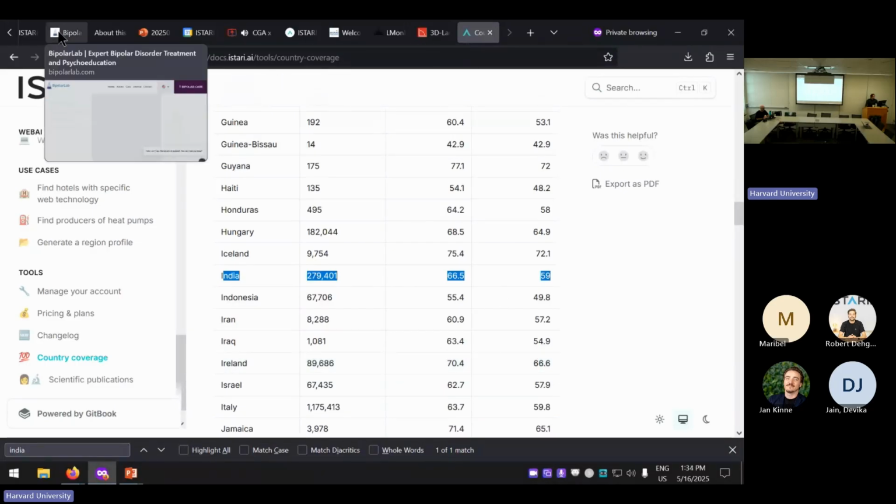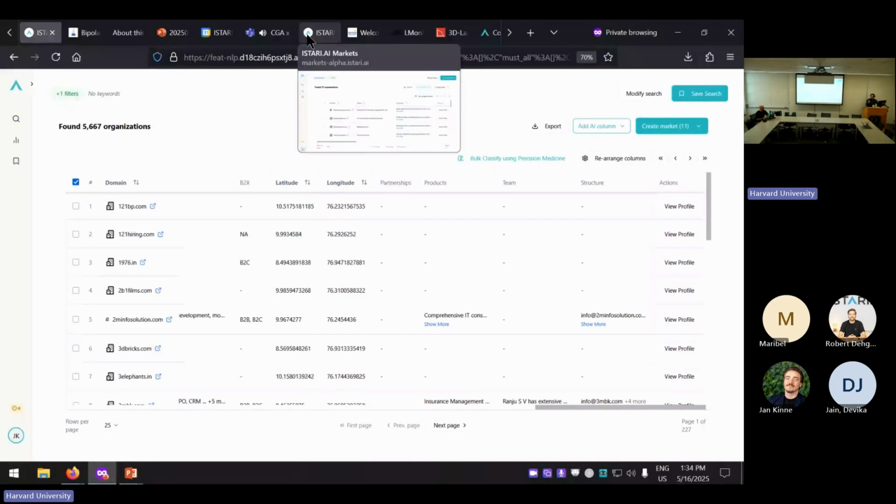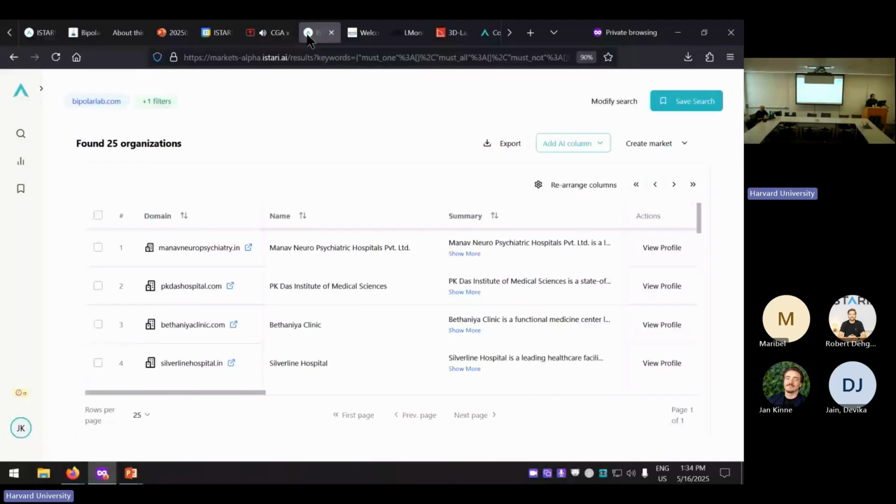I think this became pretty clear, because in other regions we find a lot of companies that are specialized in bipolar disorders and work in this area. But in this specific region of India, we only find one, right? That is exactly what you were looking for.